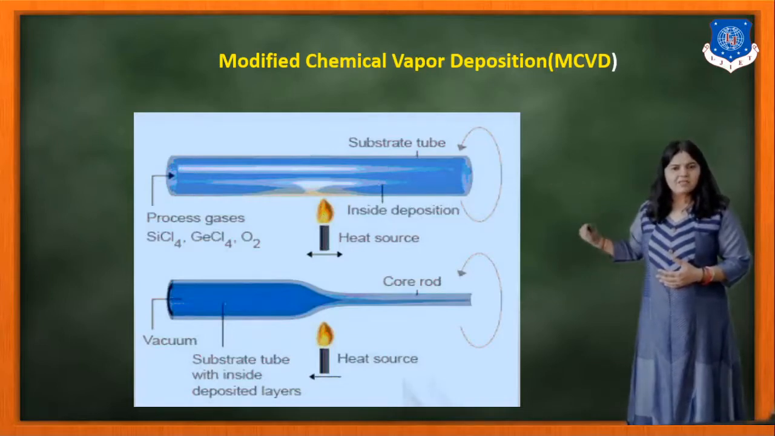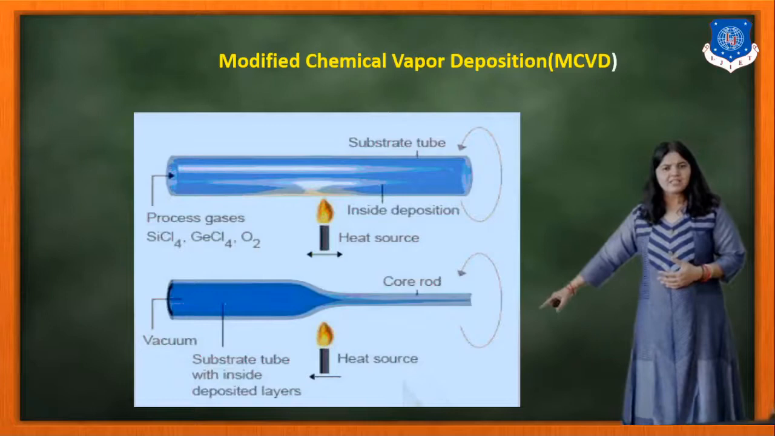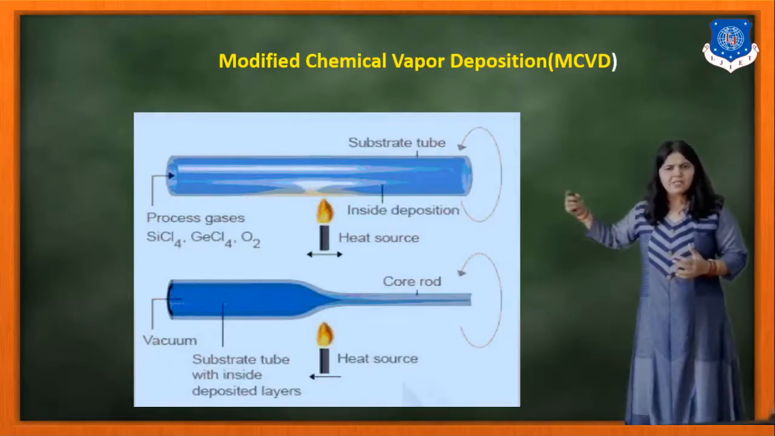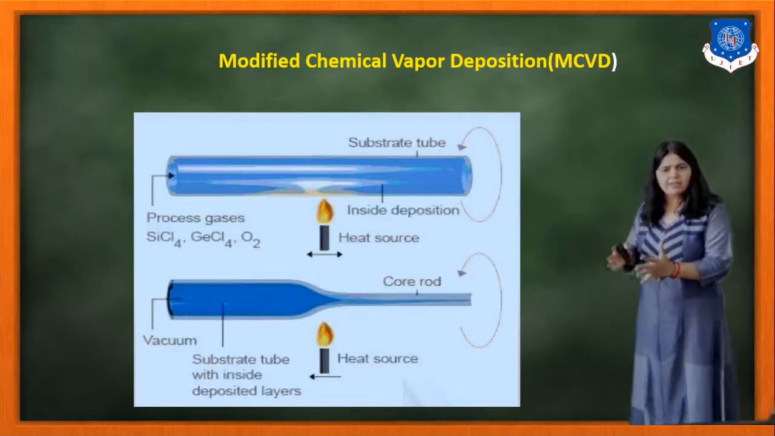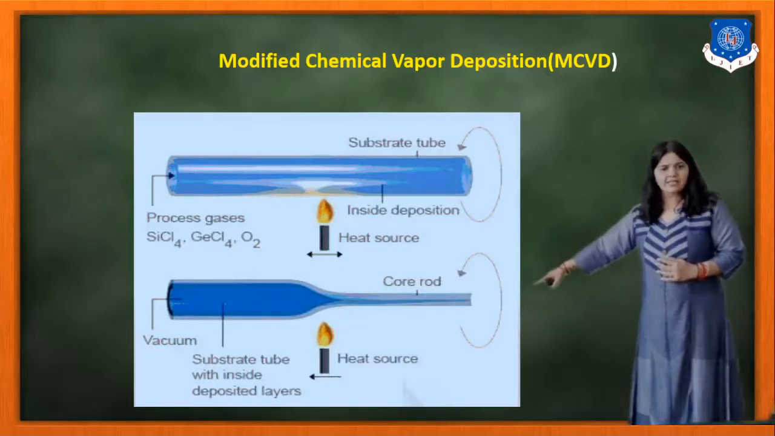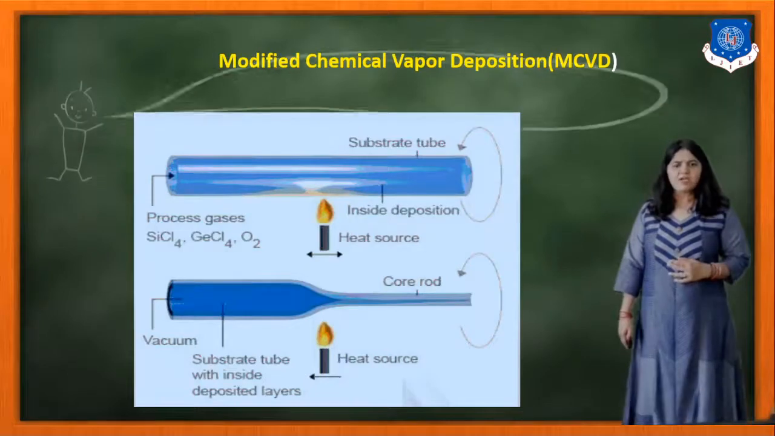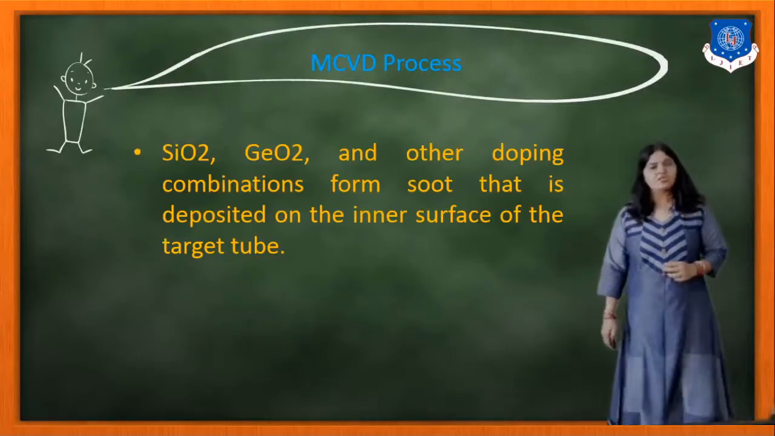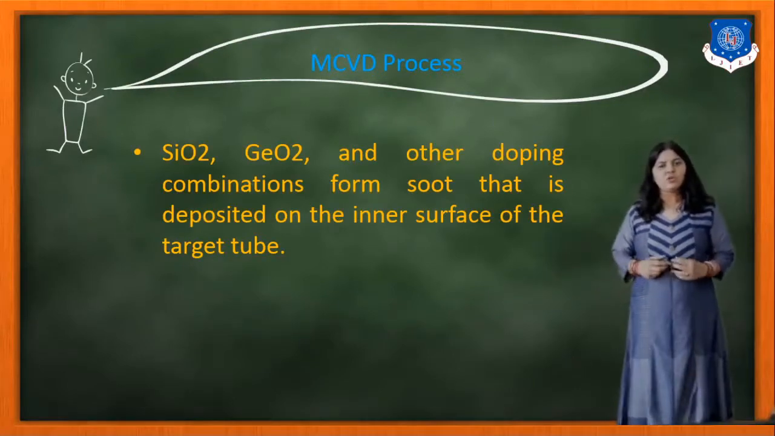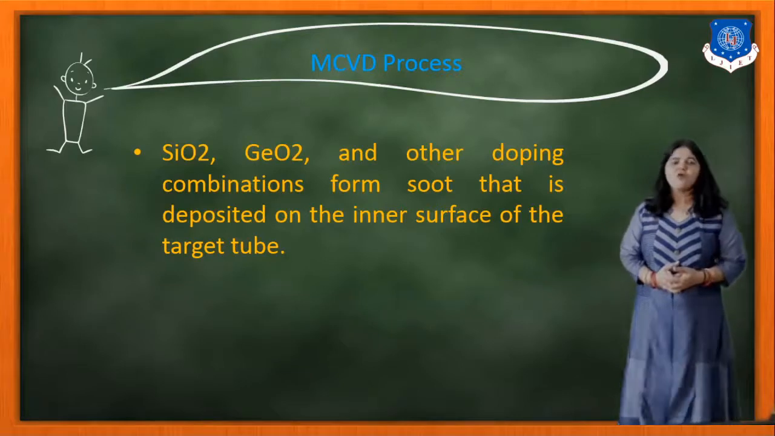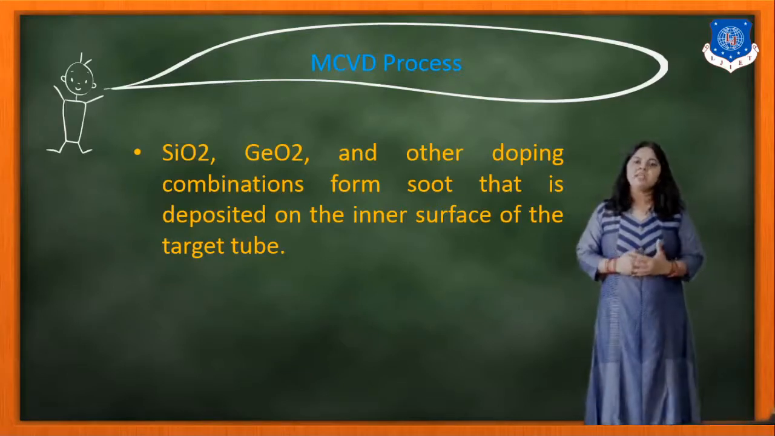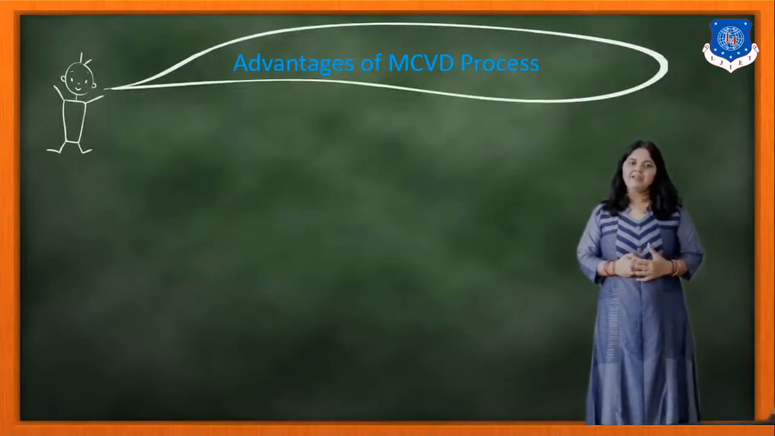Now the substrate tube with the deposited layer inside is ready. At a higher temperature, that layer is melted and takes the shape of the fiber. It is like this. Here you can see how the fiber is drawn. SiO2, GeO2 and other doping combinations form the soot, and that is deposited on the inner surface of the target tube.